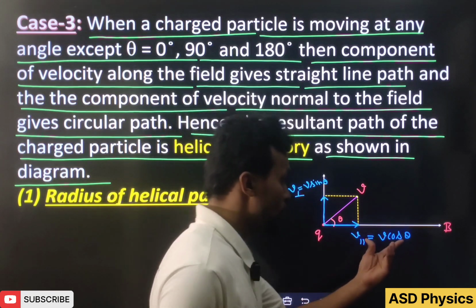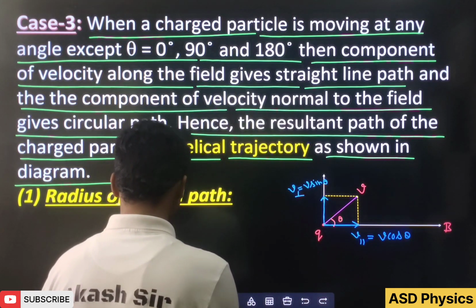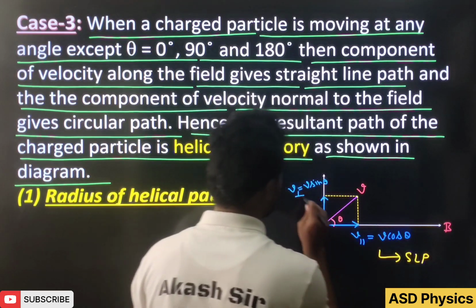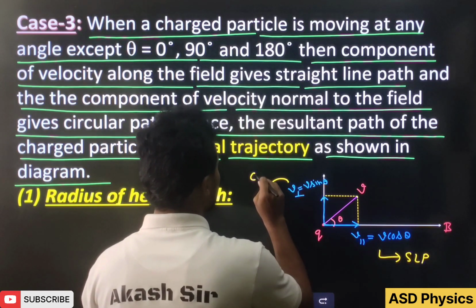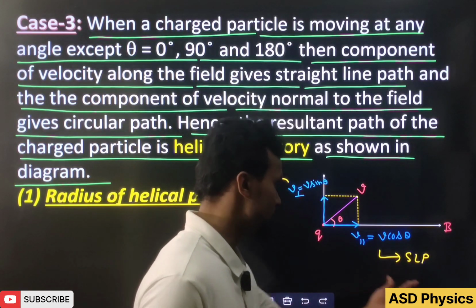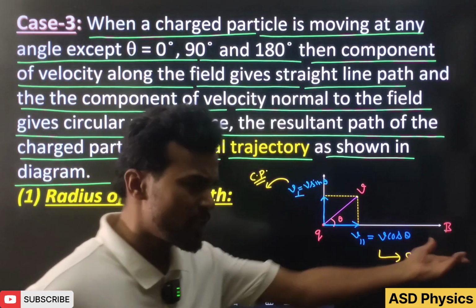Okay. So according to this, what should the trajectory be? According to V parallel, the trajectory should be a straight line path, SLP. According to this, the trajectory should be a circular path here. Okay. So when we combine both of them, straight line path and circular path, which trajectory will there be? A helical trajectory. That we will see here.